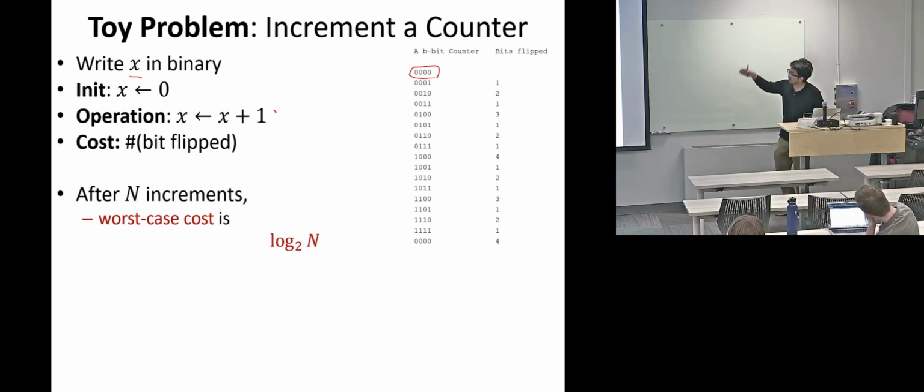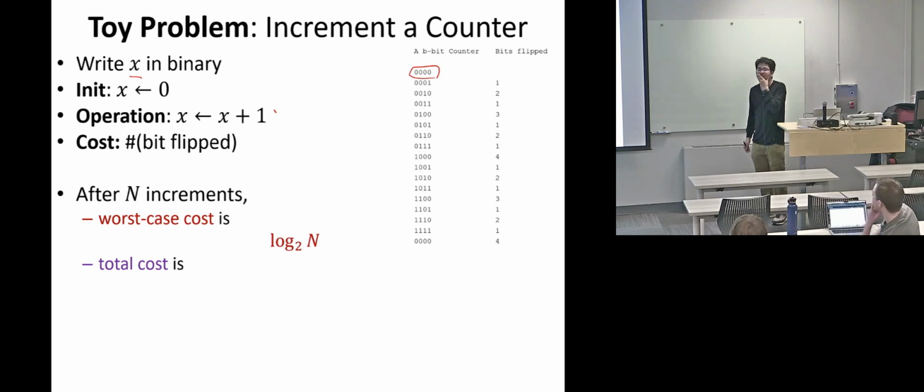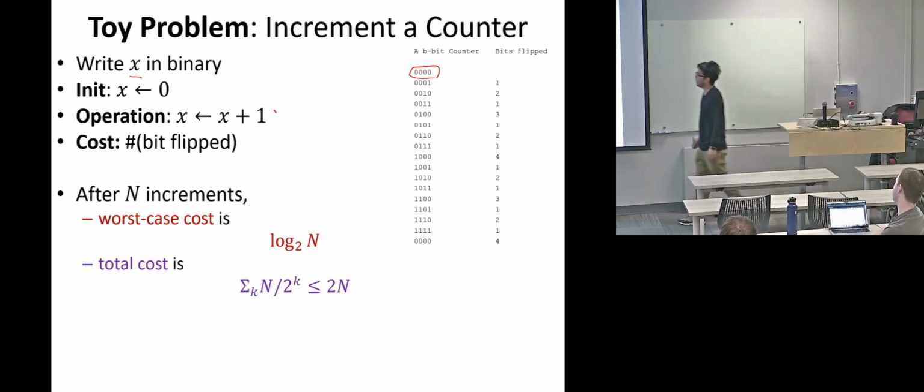But now if we instead analyze the total cost of the whole sequence of operations, what do you think is the total cost? There is one direct way to see this. I claim that it's going to be the sum over k of n over 2 to the k. So why is that?